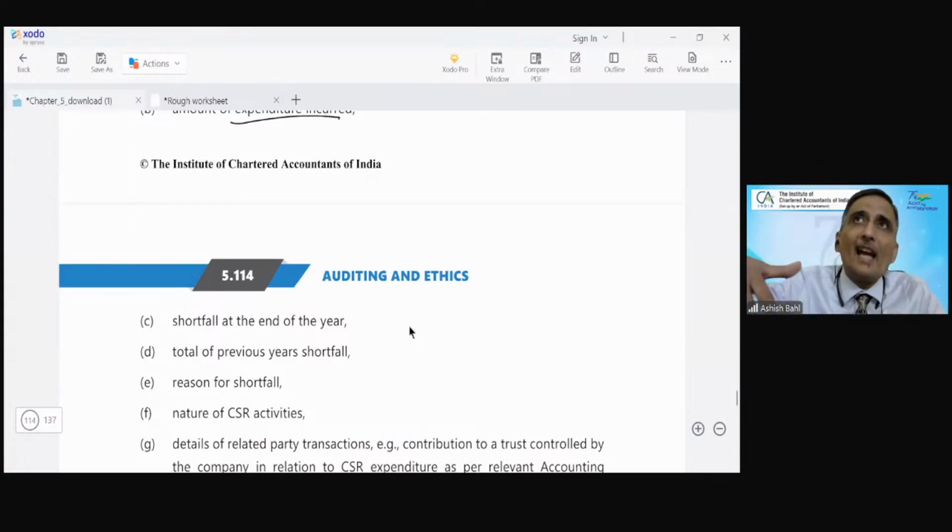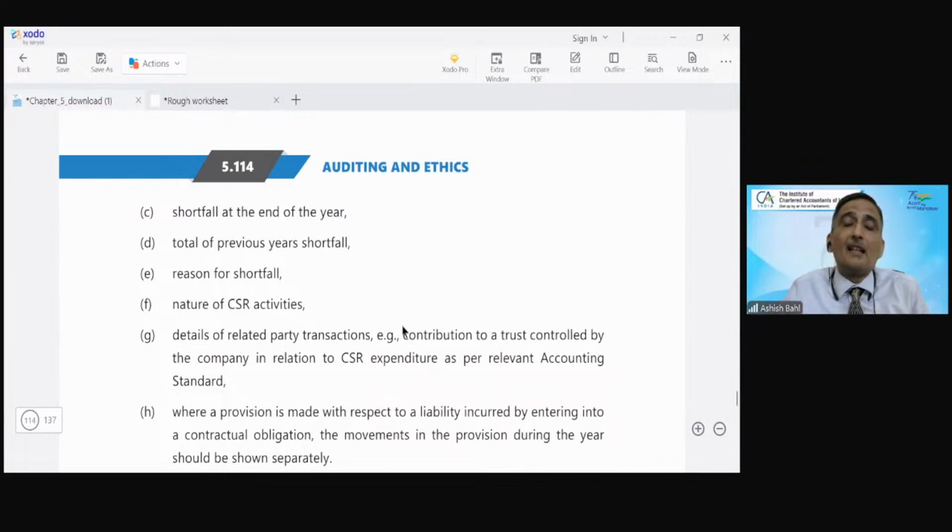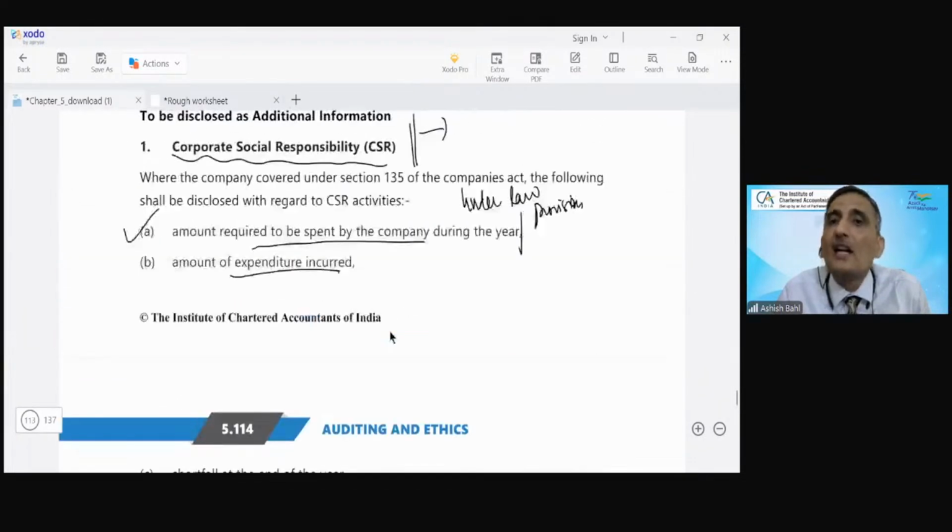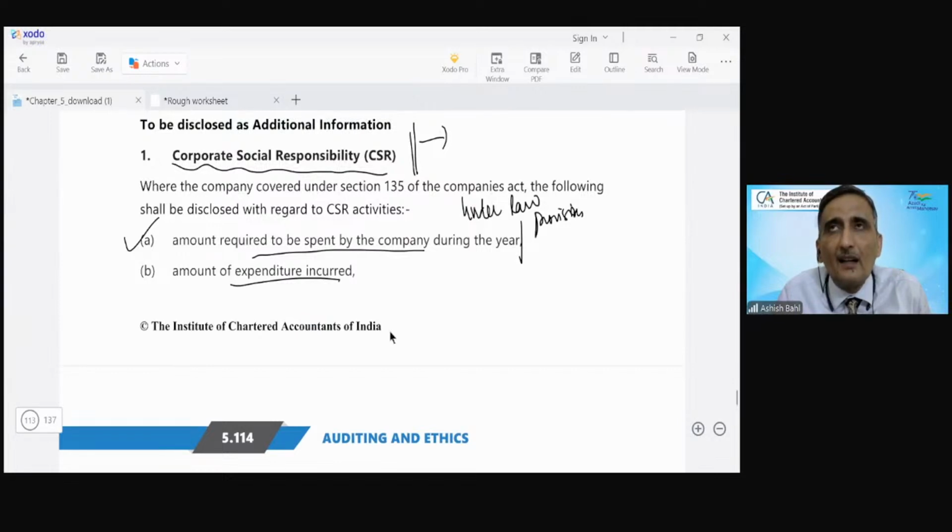What kind of activities have been undertaken by the company? Say, if the company has spent money on some environmental protection activity, then they would have to write. Okay. Or if they have spent the money through some agency and not their own, then they have to state. Okay. So details of related party transactions. Now in CSR expenditure also there can be related party transactions, like there could be payment to a trust which is controlled by the company. Okay. So such disclosures are necessary and are in accordance with the requirement of Schedule 3. So the auditor has to see whether such disclosures have been made or not.